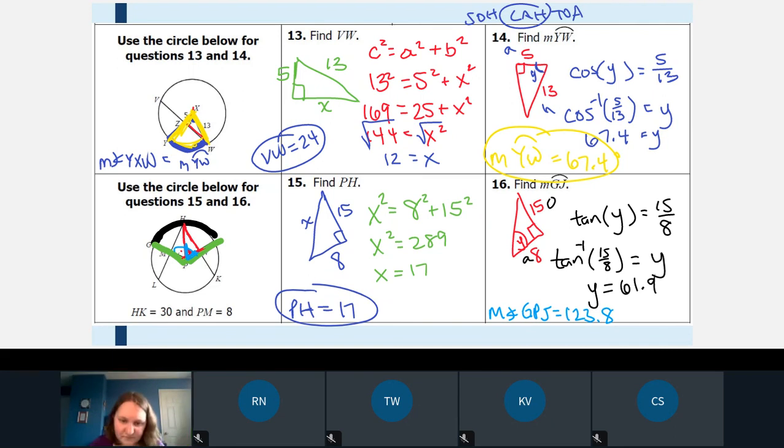Because the measure of the central angle is 123.8 degrees, that means that the measure of the arc inside of it, GJ, is equal to 123.8 degrees. There's your answer. You can't use the 90 degrees as your angle when using SOHCAHTOA. Yeah, so Rachel, you got 123.9.